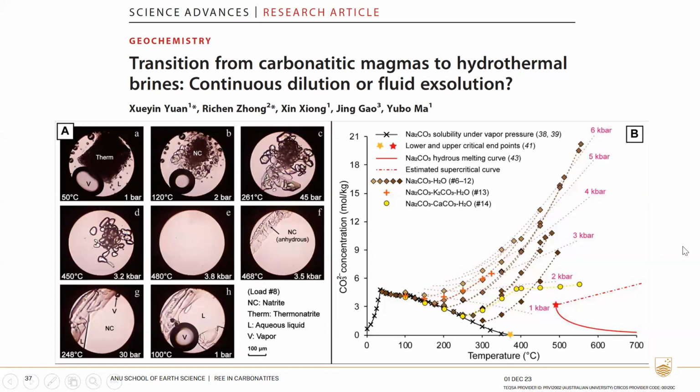So would these experiments show your brine melt somewhere? And if so, where is it? Yeah, so this thing here, this is the brine. It's one phase. It's in there.